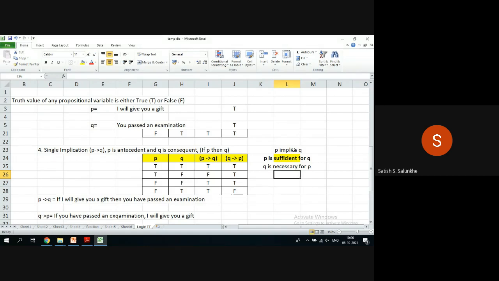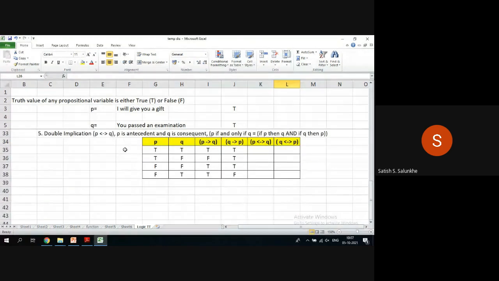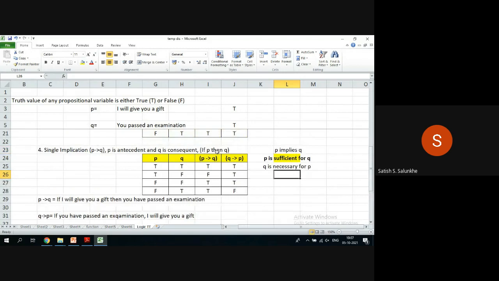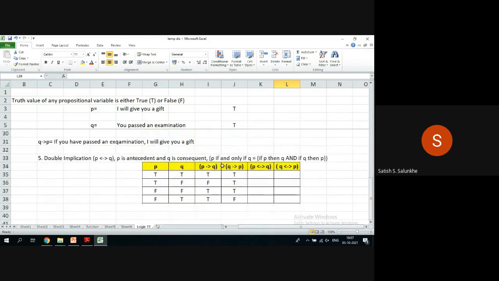Now let us go ahead with respect to the bidirectional implication. It is also called a biconditional statement, biconditional connective. So basically, what is P bidirectional Q? It is nothing but P if and only if Q. And if it is only single implication, it is if P then Q. This is P if and only if Q.